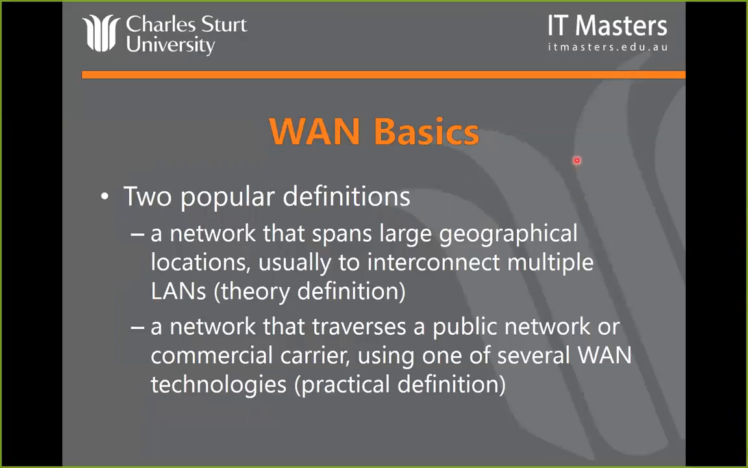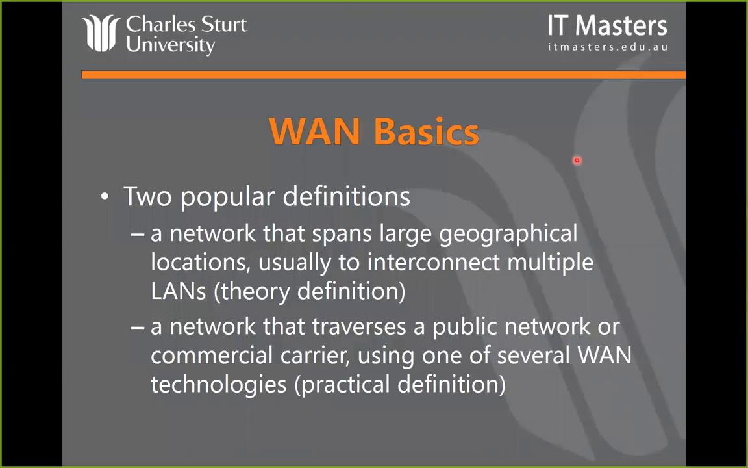There are two popular definitions. First of all, a WAN can be a network that spans a large geographical area, usually to interconnect multiple LANs. That's the theory definition: a whole heap of local area networks connected together using the WAN. It could also be a network that traverses a public network or commercial carrier using one of several WAN technologies, which is more of the practical definition.